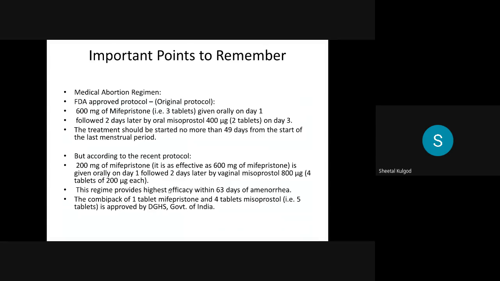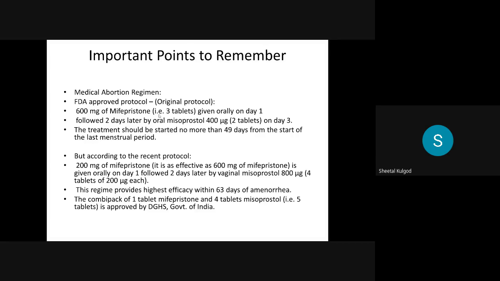Now, important points to remember: the most commonly used and FDA approved medical regimen, especially for the first trimester abortions, is a combination of mifepristone and misoprostol. Earlier, they used to use 600 milligrams of mifepristone, that is in the form of 3 tablets. That is, mifepristone comes only in the form of 200 milligram tablets.